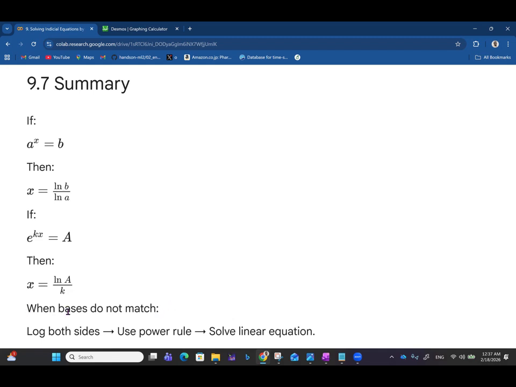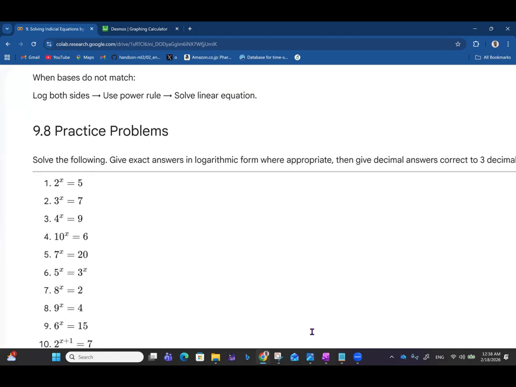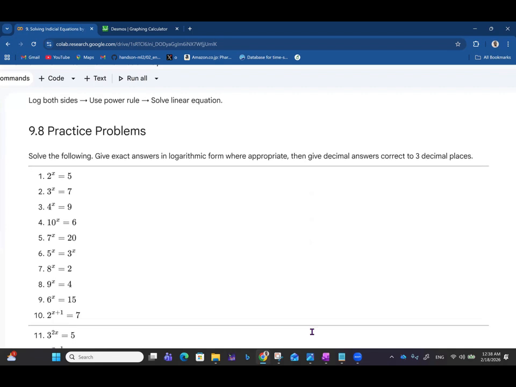When bases do not match, what do we do? Take log of both sides, use the power rule, and then solve the linear equation. Power rule means that if you take the log of a number with a power, the power descends, and the power then multiplies the log of the base, right? So as usual, I'll answer questions here if necessary.